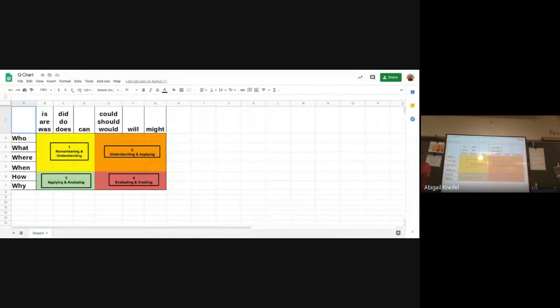Why is 1 and 2 bigger than 3 and 4? Because those words are like simpler words. It's just that there's a lot of remembering and understanding questions. These are harder, so there's just less. Okay? Because how and why are analyzing and like applying words. They're not just verbatim remembering and understanding, okay? So they're harder, so they're smaller.